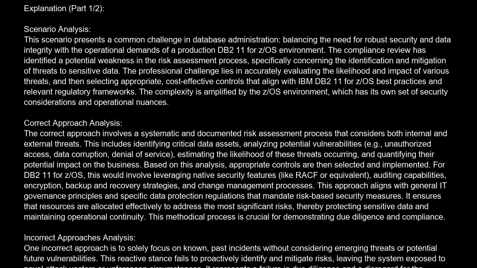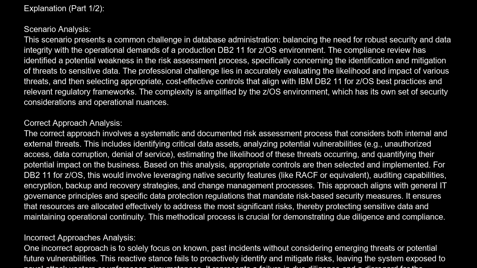The compliance review has identified a potential weakness in the risk assessment process, specifically concerning the identification and mitigation of threats to sensitive data. The professional challenge lies in accurately evaluating the likelihood and impact of various threats, and then selecting appropriate, cost-effective controls that align with IBM DB2 for Z/OS best practices and relevant regulatory frameworks. The complexity is amplified by the Z/OS environment, which has its own set of security considerations and operational nuances.